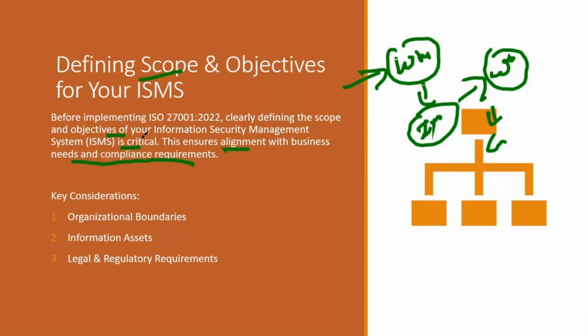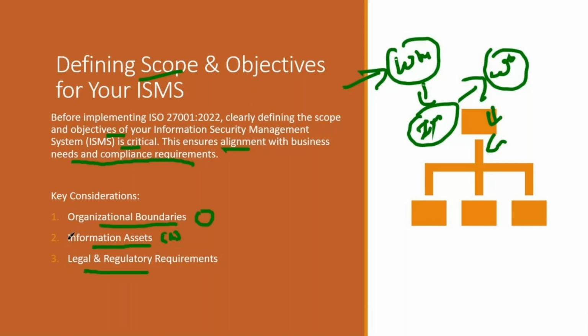As I said, we are going to set up a boundary. That can be the complete organization, or it can be information assets, your key assets, or a legal and regulatory requirement. For defining the scope, we need to define the boundary. It can be your IT department, your HR department, your financial department. It can be location-wise as well: your headquarters, some branch office, or some cloud environment.